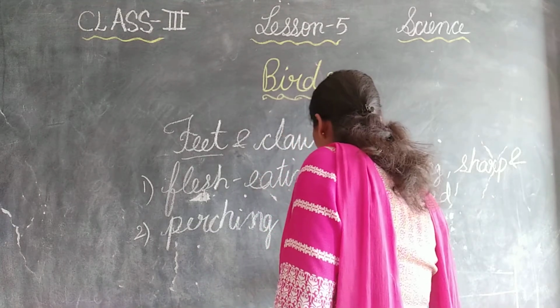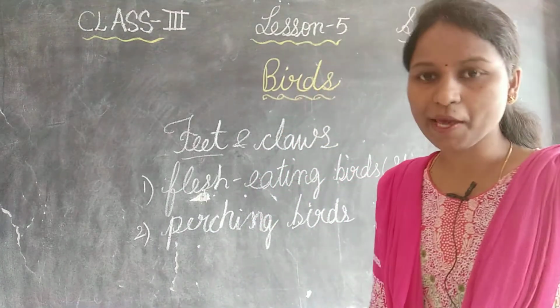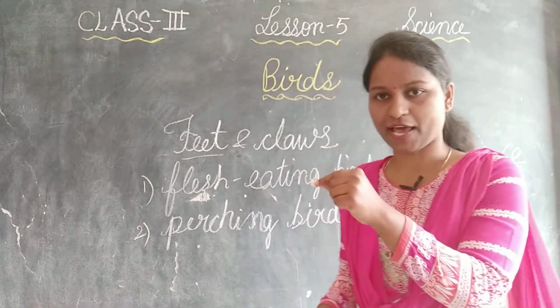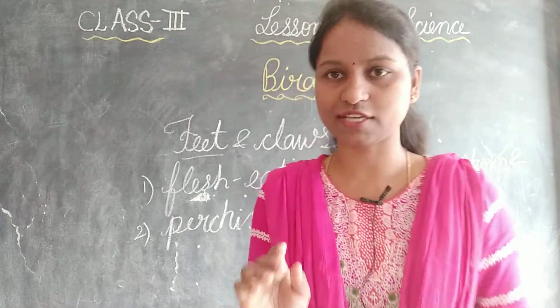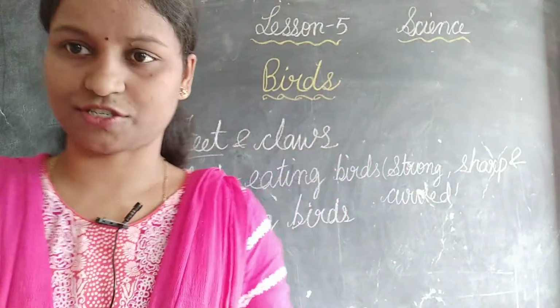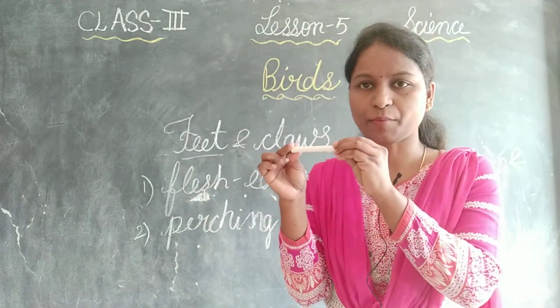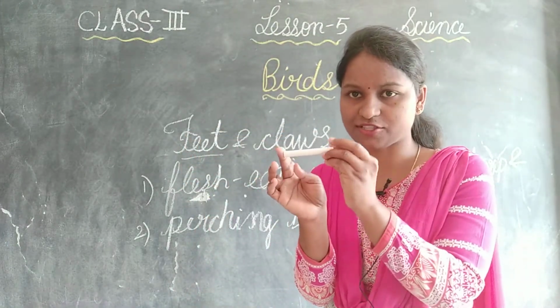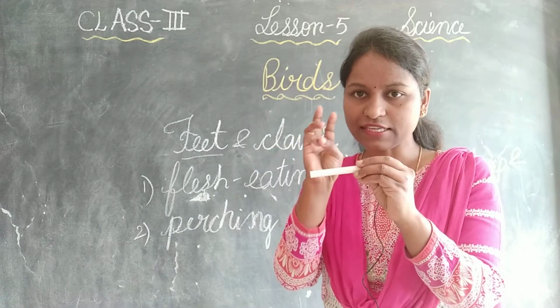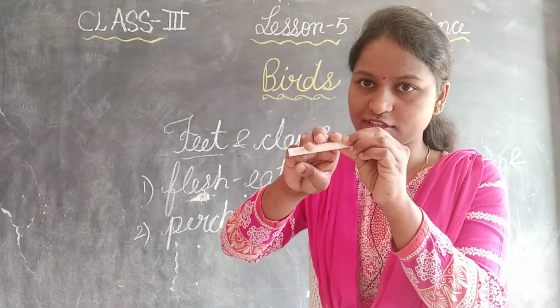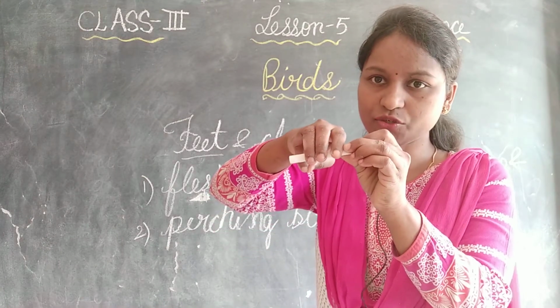So what do you mean by perching, children? I will tell you. Suppose this is the branch. I will take the other chalk piece, just wait. Suppose you imagine this chalk is the branch. Listen, children, three toes in the front and two at the back.